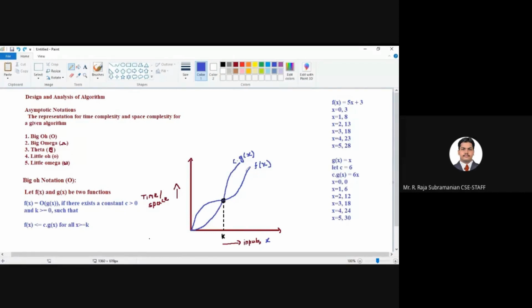So what is the bound? I am saying that the original function of my algorithm is f of x only. For that f of x, I am putting a bound here. I am saying that this f of x will never go higher than this particular bound. Very simply, if I give you an algorithm and say that this algorithm will not run for any inputs more than 10 minutes.